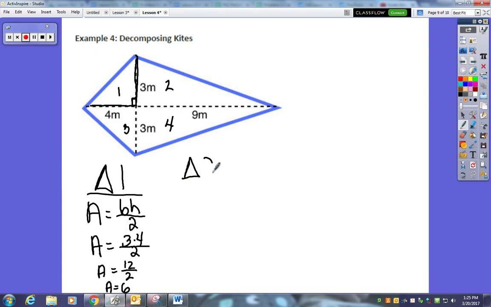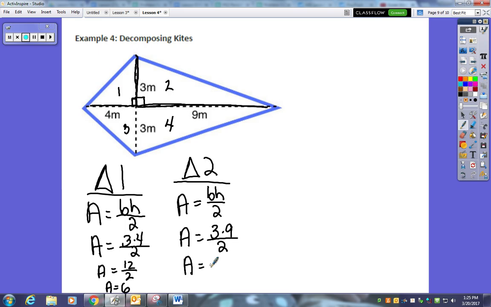For triangle 2, our right angle is here, so we have a base of 3 and a height of 9, or the opposite. So we get 3 times 9 divided by 2. Okay, so we would do 27 divided by 2, which is 13.5.